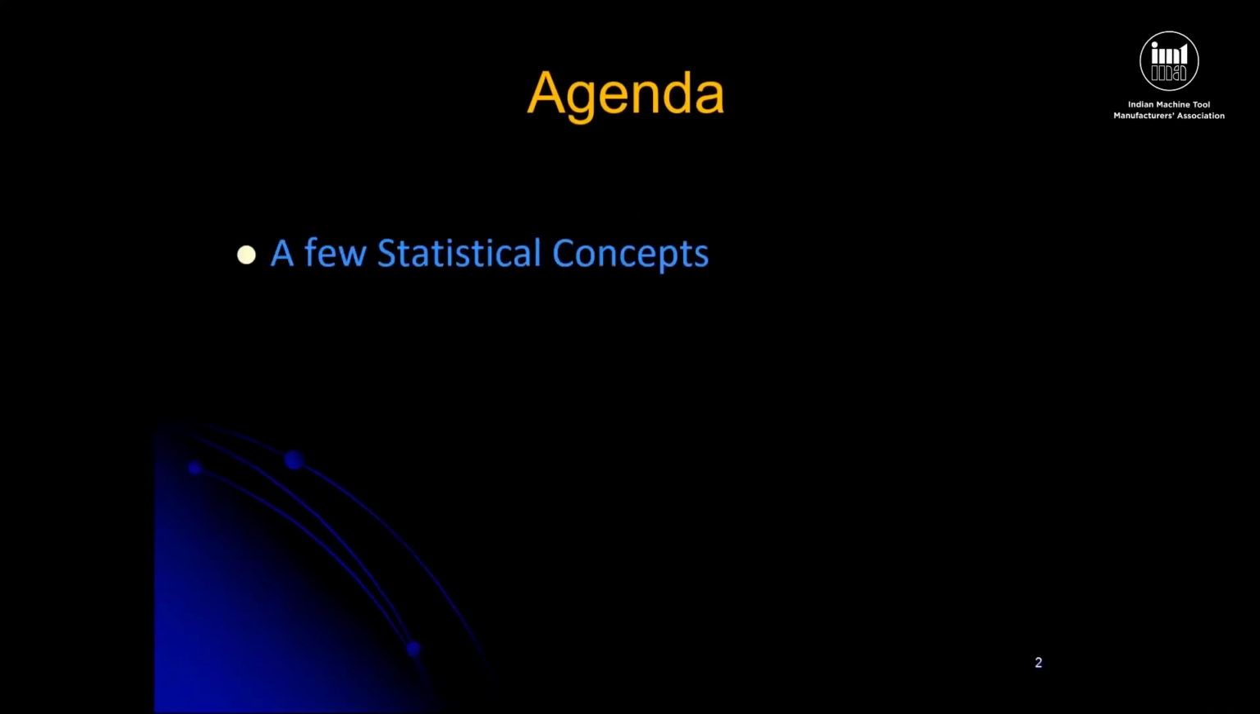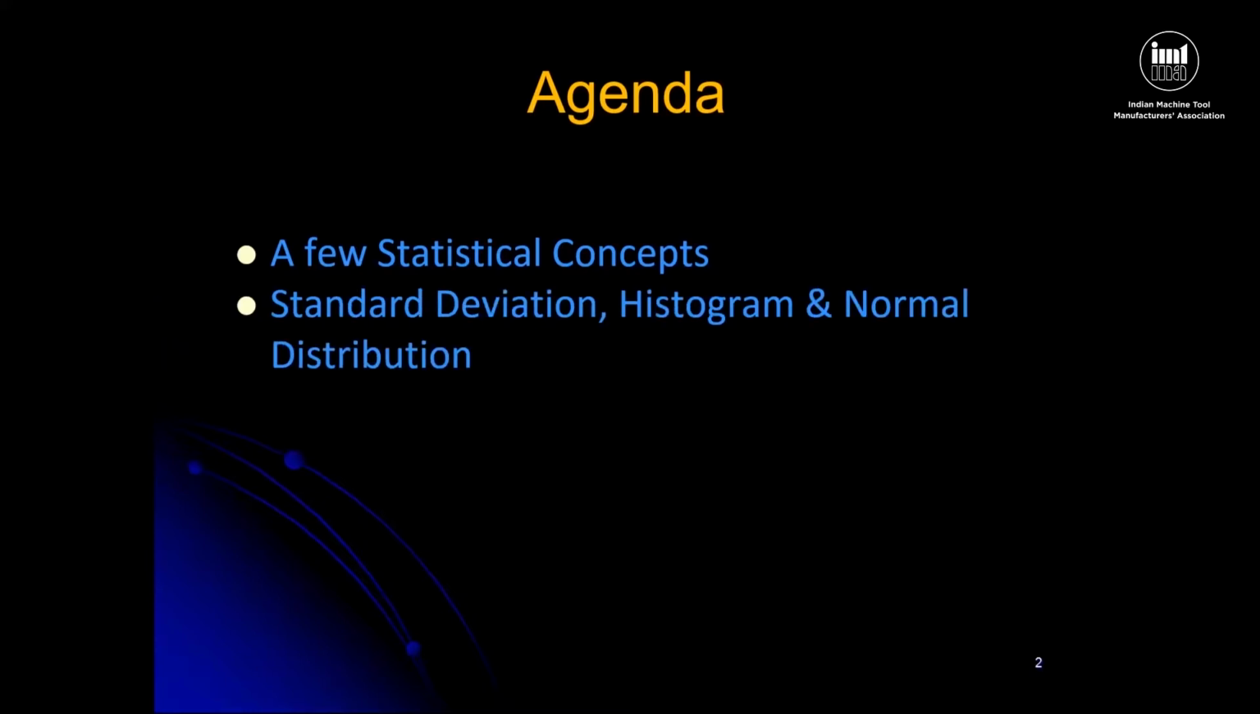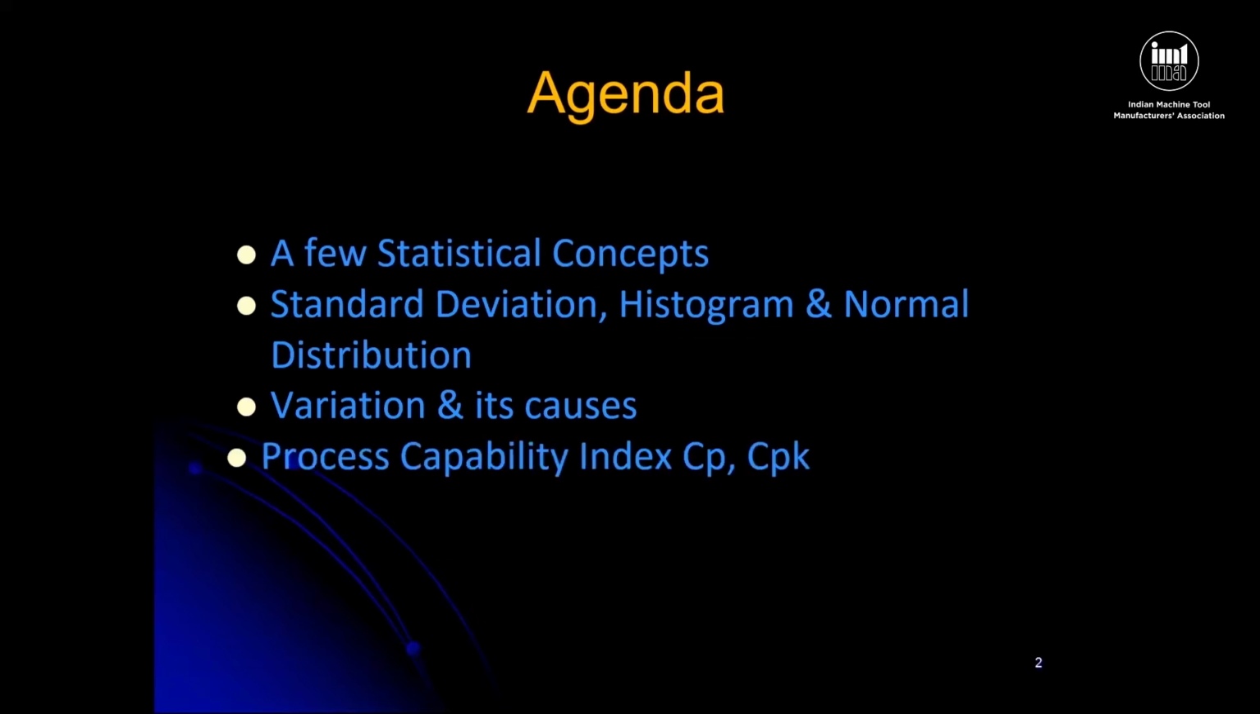Our agenda today is to explain a few statistical concepts. Main concepts being that of standard deviation, histogram, normal distribution, and then onto the indexes for process capabilities. We will talk about variation and its causes. We will also talk about specific indexes like CP, CPK.